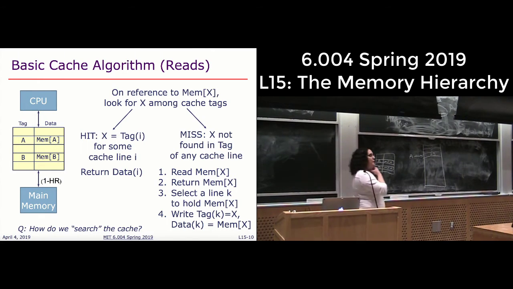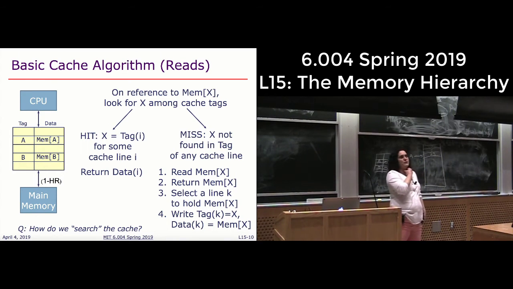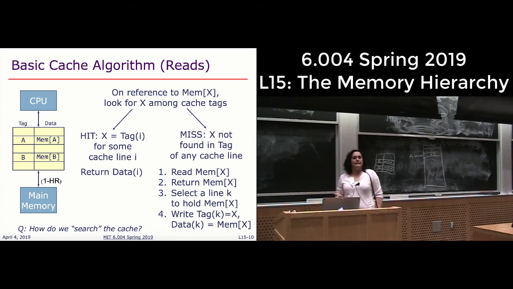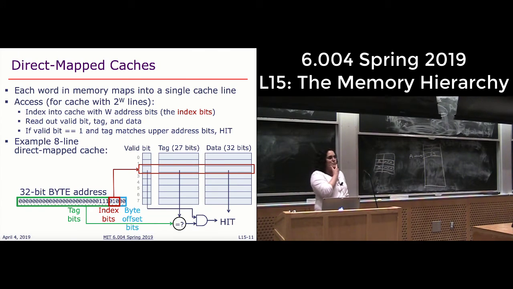Okay, so this leads us to a question of, how do I go about searching my cache? If I have to sequentially check every single tag to see if it matches the tag that I'm looking for, you can imagine that that's going to be kind of slow. So we're going to have to think about how I can avoid having to check every single tag sequentially. The first way that we think about doing this is with what's called a direct mapped cache. So what is a direct mapped cache?